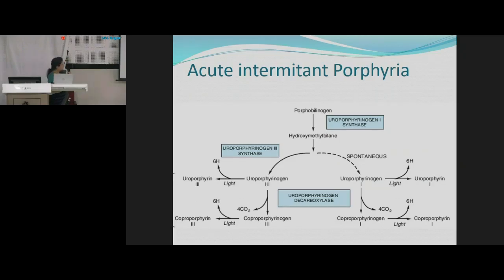So now there is synthesis of this hydroxymethylbilane, and it can get converted spontaneously in the presence of light to uroporphyrinogen, and in the presence of uroporphyrinogen 3 synthase, it gets converted to uroporphyrinogen 3.